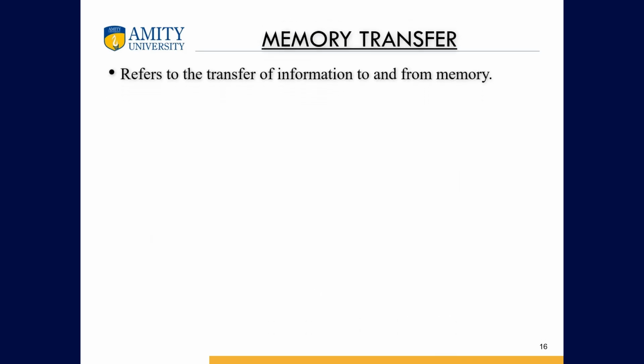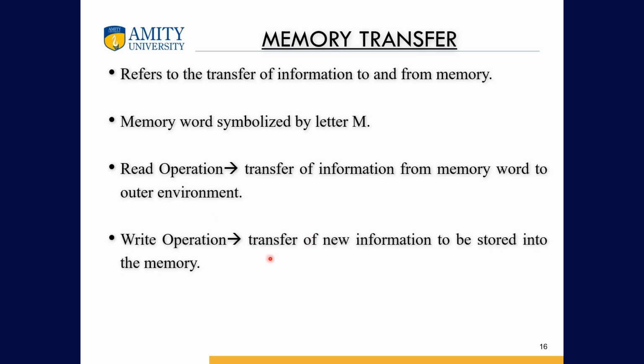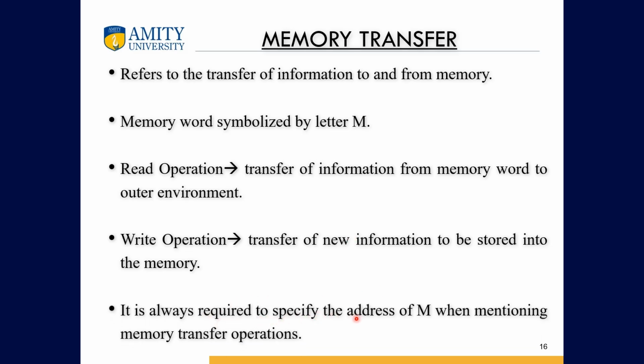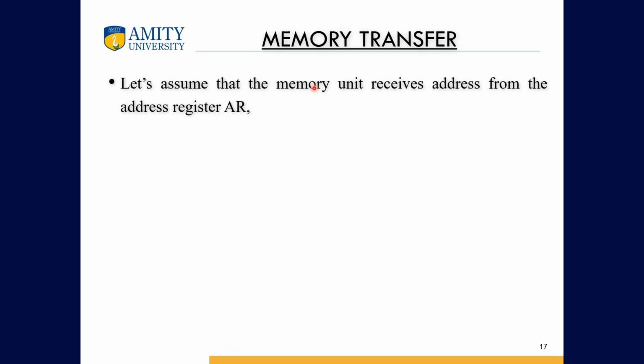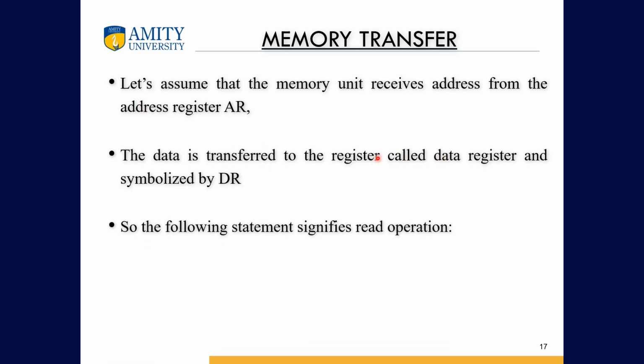Memory transfer. This refers to the transfer of information to and from the memory, symbolized by capital M for memory. A read operation is the transfer of information from memory to the outer environment. A write operation is transferring new information to be stored into the memory. You always specify the address of memory M when mentioning memory transfer operations. Let's assume that the memory unit receives the address from the address register AR. Data is transferred to the register called data register DR. So this is showing reading data from memory at AR into DR.